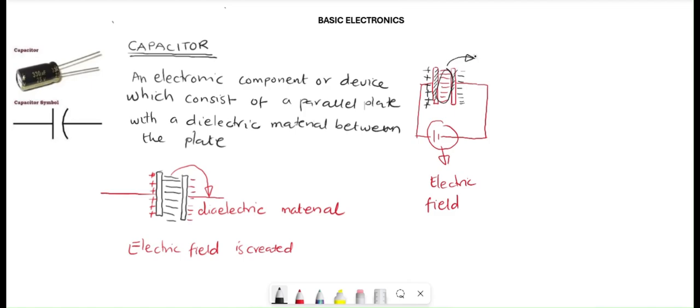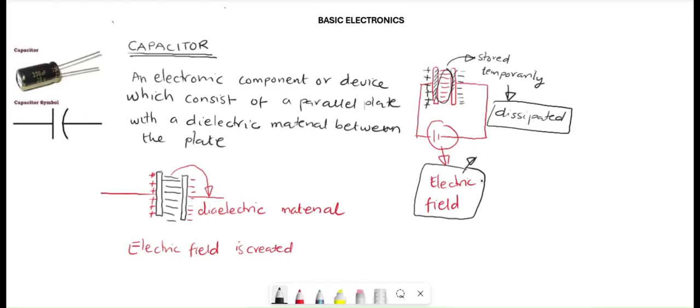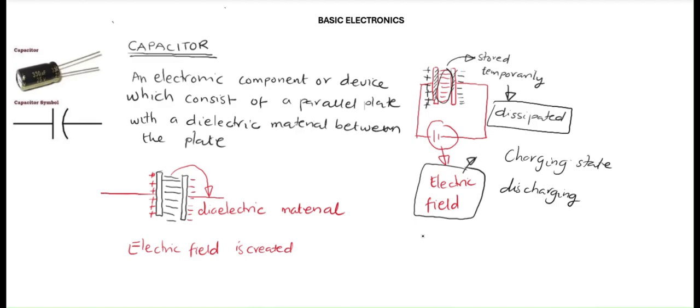Now these charges are stored temporarily, and they will be dissipated. So when you connect the capacitor to an electric field, charges will be built up. So in that case, the electric charges will be stored. Now, after some time, the charges will then be what? Dissipated. So we have the charging state, and we have the discharging state. So that's basically the work of a capacitor. Do you get it?